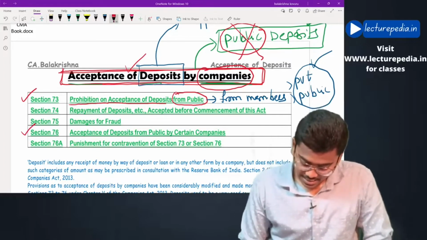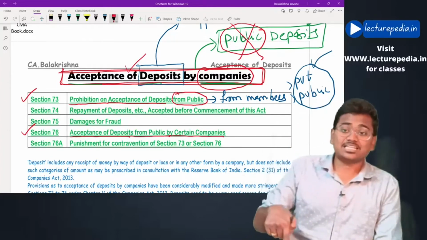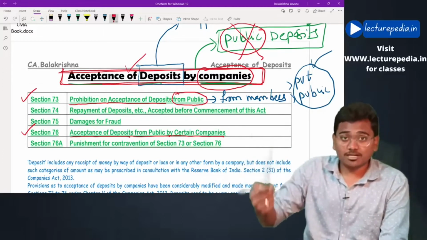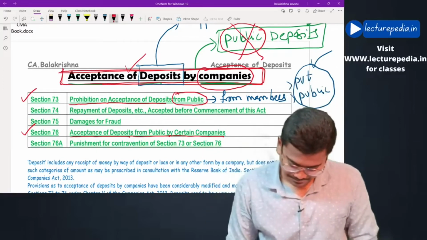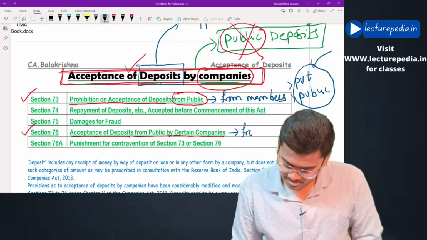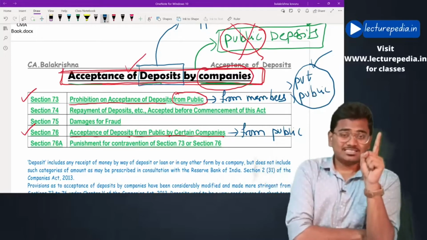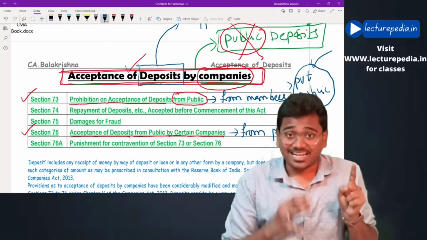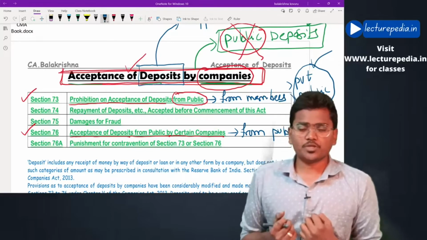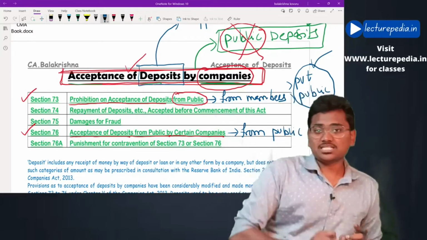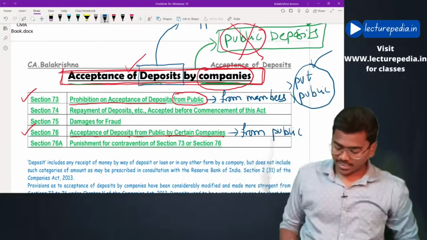Now see section number 76, what it says. Section number 76, acceptance of deposits from public by certain companies. That means section 76 is speaking about raising deposits from the general public. These two sections are important. Section 73 speaks about raising deposits from members, and members means shareholders of the company. Section 76 speaks about raising of deposits from the general public. Hope this is clear. These are the two main sections.